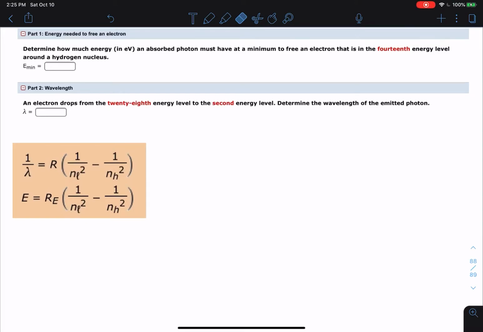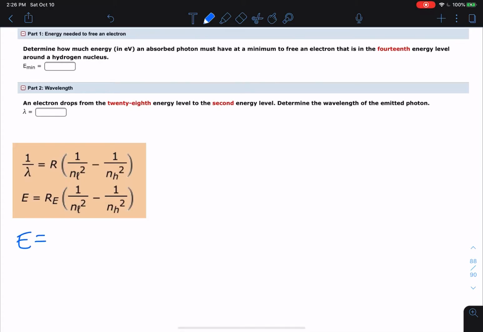I want to go over both parts of this problem to make sure everybody understands how the formulas work. So part 1 reads, determine how much energy in electron volts an absorbed photon must have at a minimum to free an electron that is in the 14th energy level around a hydrogen nucleus. Okay, so we're talking about the energy, so we're going to use this formula right here.